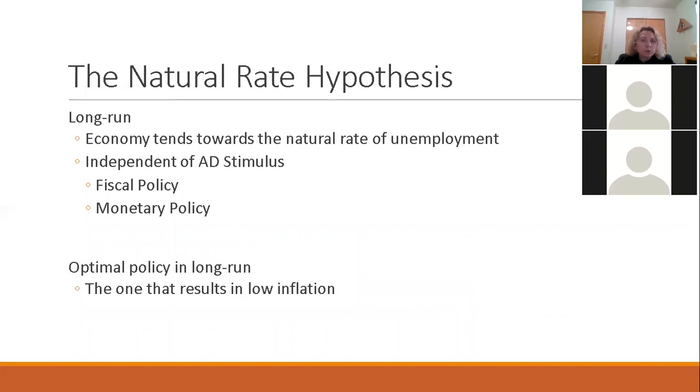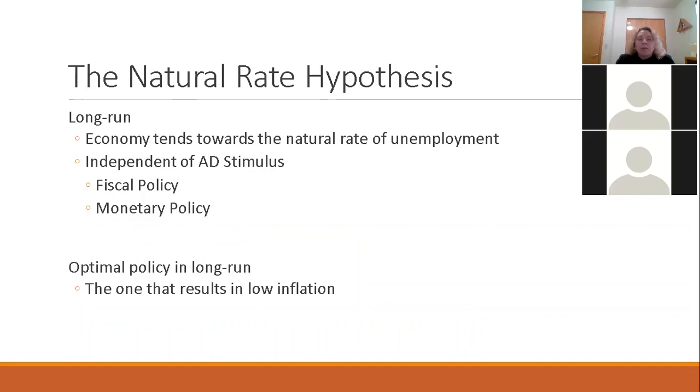The natural rate hypothesis: in the long run, economies tend towards the natural rate of unemployment. We know that. We know we trend towards potential output, which is where that natural rate of unemployment happens. So we already know this. And the natural rate hypothesis, this is a hypothesis, this is some economist's hypothesis, okay?